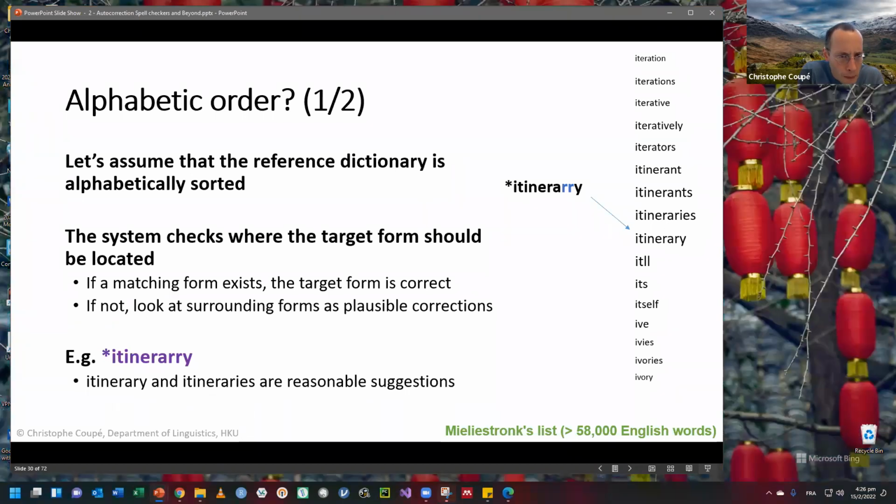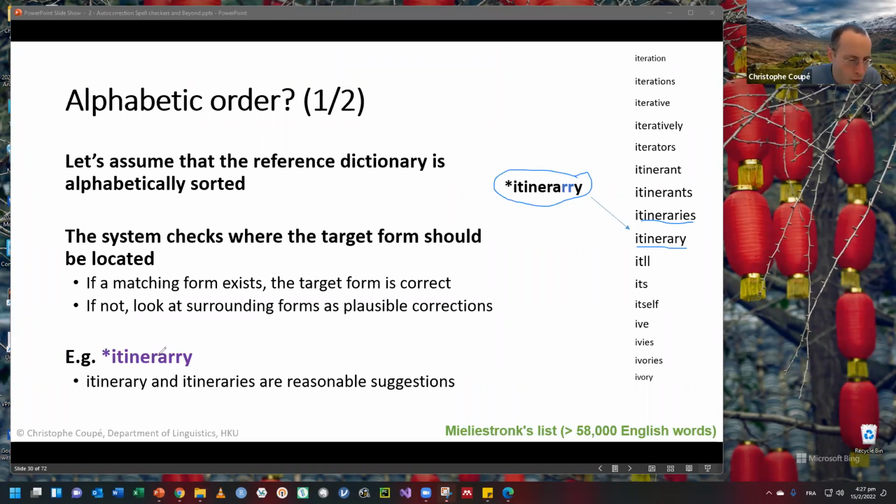So the system checks where the target form should be located. You take this target form, go in the dictionary, go to ITI, as close as possible, and find the word that alphabetically should come just before it, itineraries, and the word that should come just after, itinerary. The target can't be found in between.